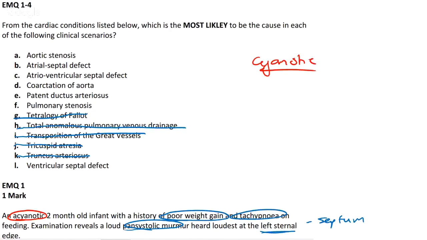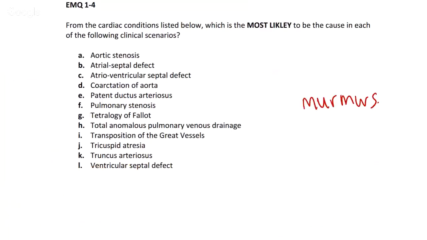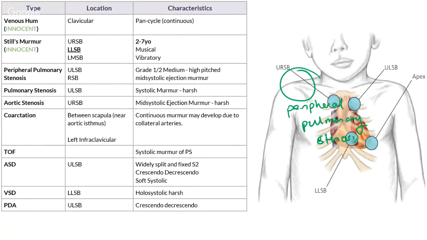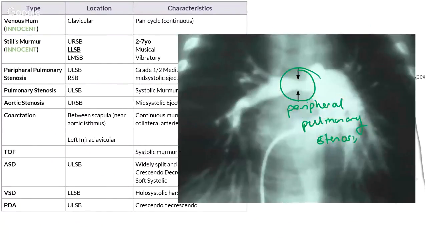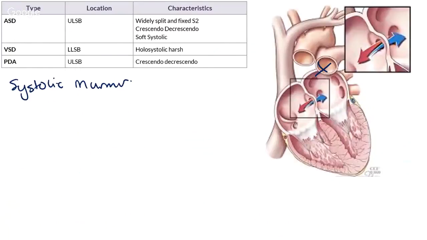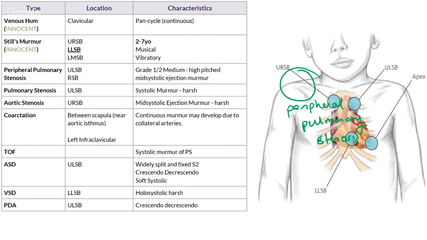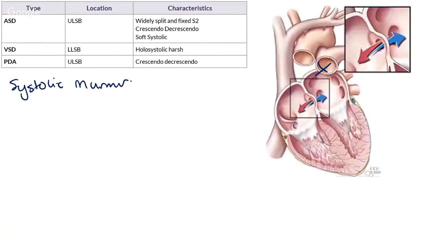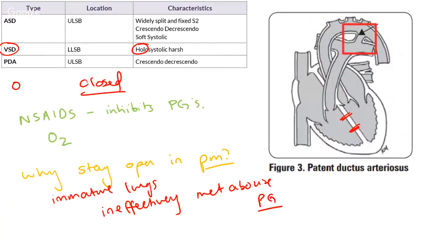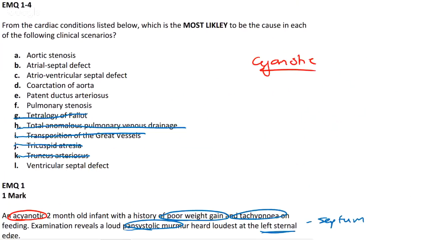Okay, just for the people at home, I'm very quickly going to re-explain what we just talked about, just in one minute. We were just talking about murmurs. So peripheral pulmonary stenosis is artery, not valve. We talked about ASD, and you can read up about what a fixed split S2 is on Wikipedia, and we'll leave it at that.